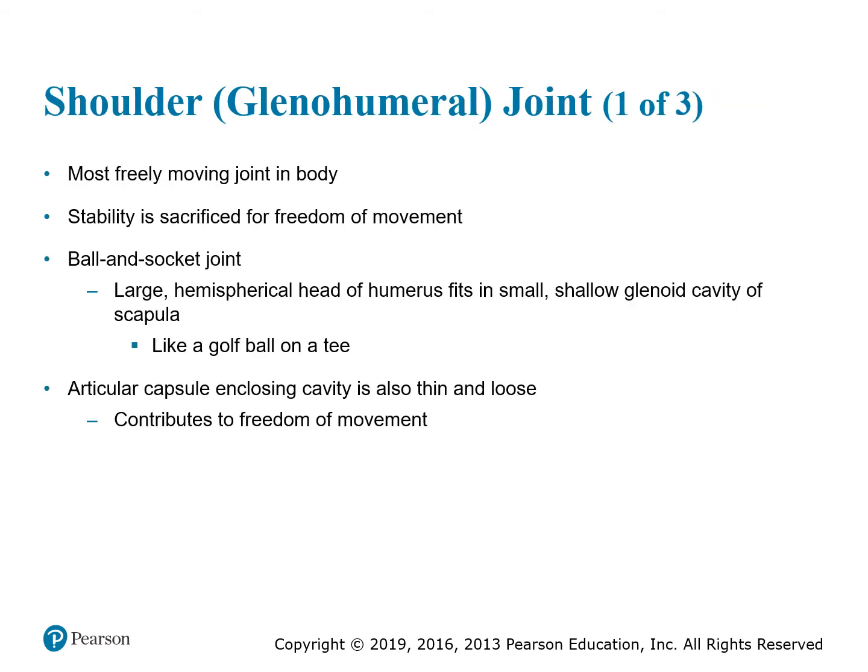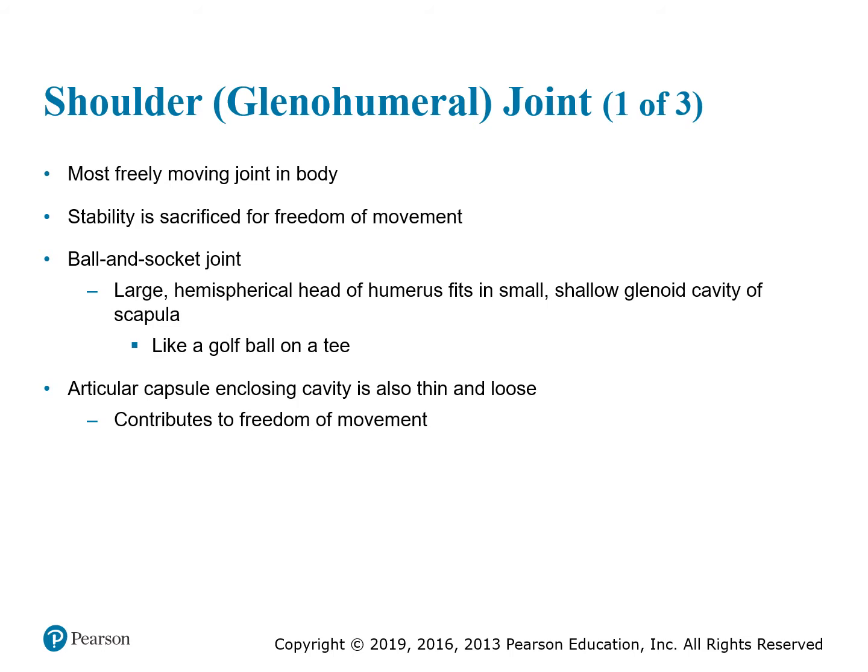Moving on to the shoulder joint, or the glenohumeral joint, this is the most freely movable joint in the body. Its stability is sacrificed for this freedom of movement. It is considered a ball and socket joint. It is very large. The hemispherical head of the humerus fits into a rather small, shallow glenoid cavity of the scapula. It's like putting a golf ball on a tee.